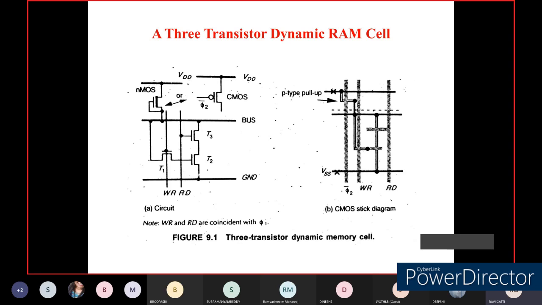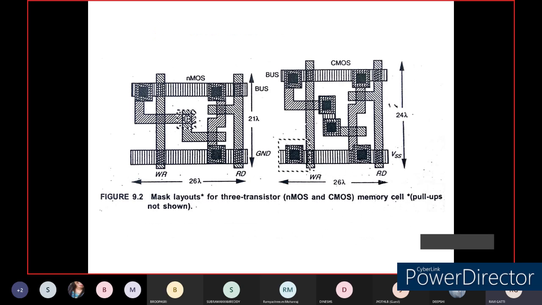Okay, so these are the two changes we have made in the implementation through the use of NMOS and CMOS. The corresponding stick diagram of the CMOS technology for the dynamic RAM has been drawn in this slide. These are the mask layouts of the pull-up transistor and the pull-down transistors that we implemented in the previous diagram. So this is the mask layout of the NMOS transistor and the PMOS transistors.